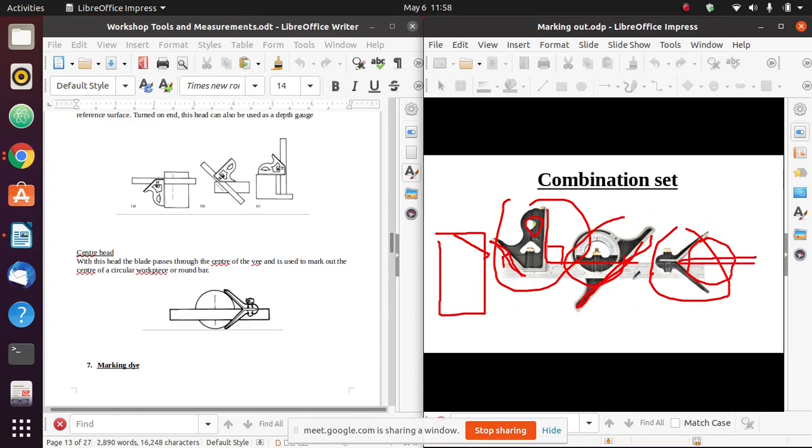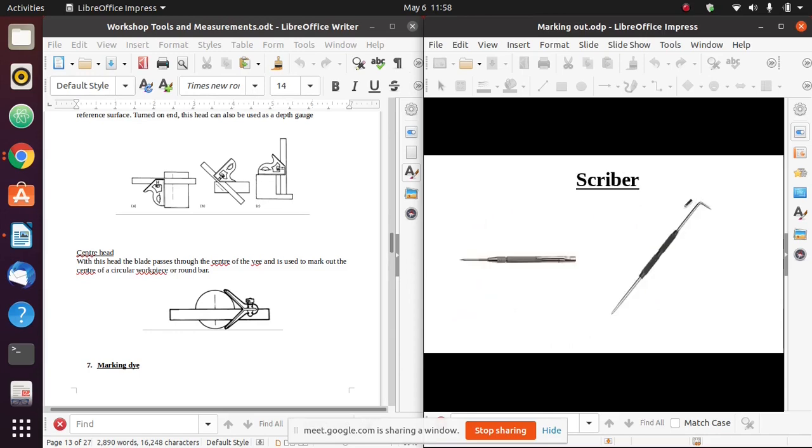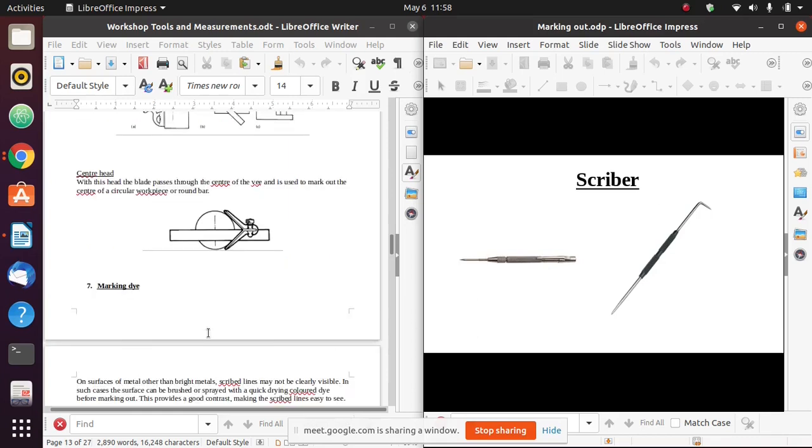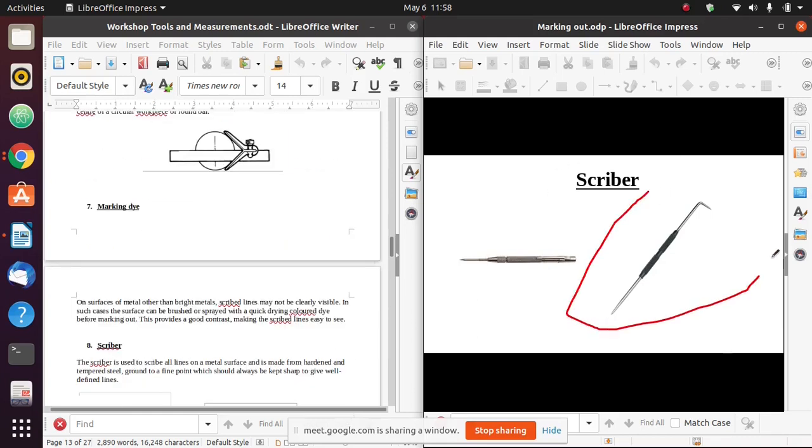So we have a protractor head, we have a square head, and we have a center head. So it is a 3-in-1 combination. Now we have a scriber. We've been talking about drawing lines on the workpiece, and this is the tool that we use to draw those lines. It is usually a piece of hardened steel that has a sharp point at the end.